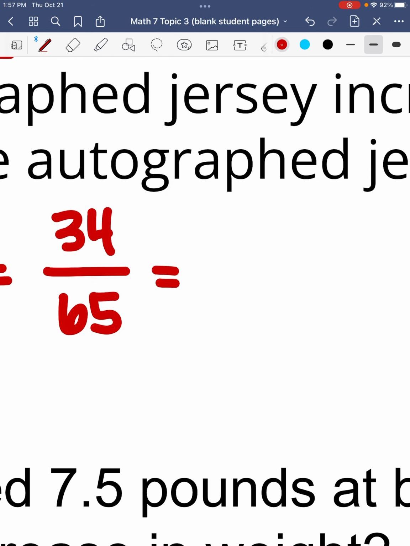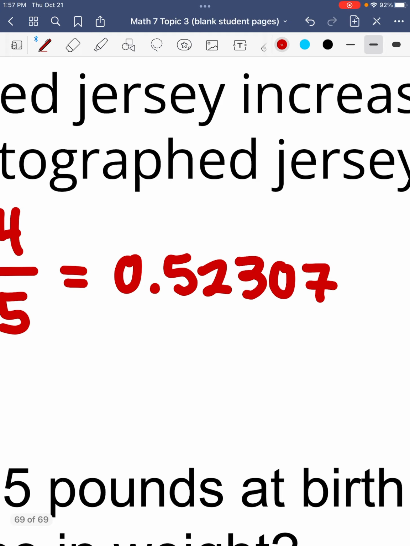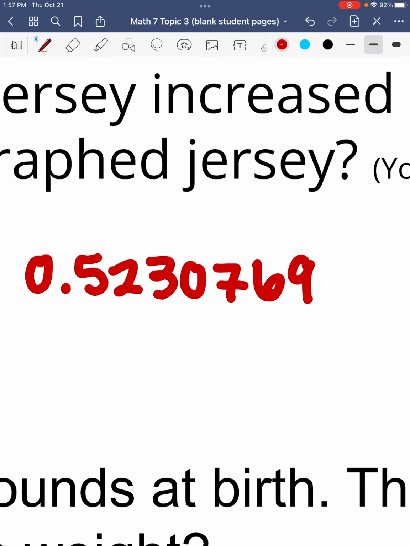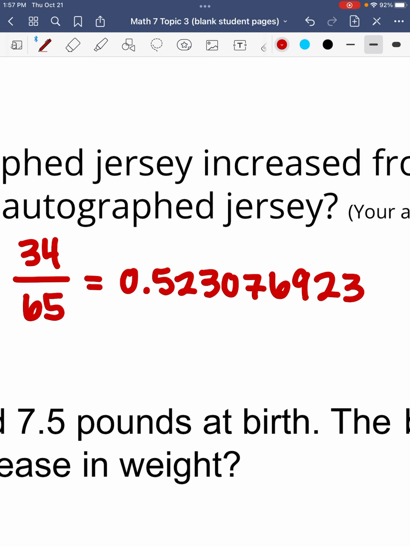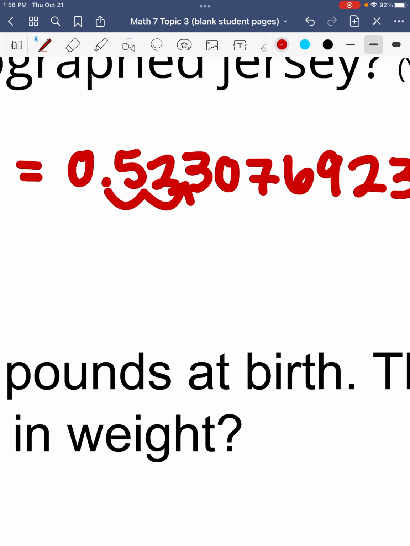Now, 34 divided by 65, when I put that into my calculator, I get a rather long decimal. I get 0.523076923. And it might even continue past that, but that's what my calculator gave me. Now I know I need to turn this into a percent. So from a decimal to a percent, I'm going to move this decimal point twice to the right. That's the same as multiplying by 100. So I'm going to have 52.30%, right?